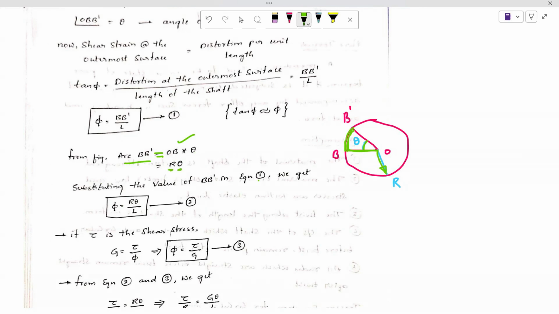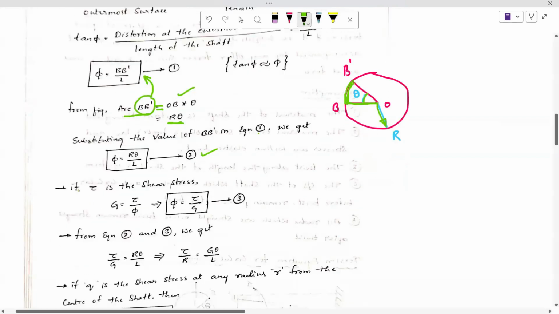Now substituting the value of BB dash into this equation 1. What is BB dash? It is R theta. Now phi will become R theta by L. Call this equation number 2.